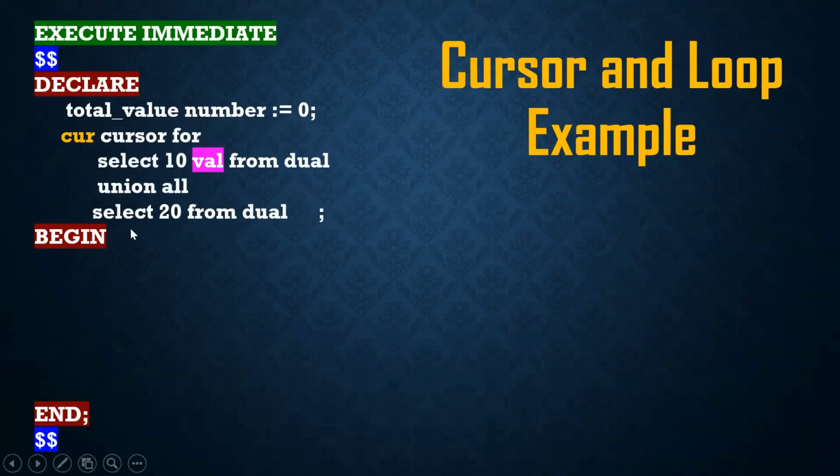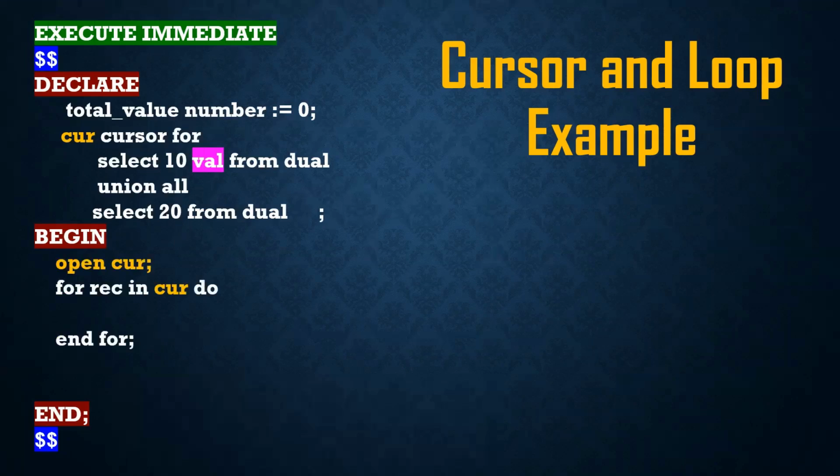Now we're trying to select 10 and 20 values, so the cursor will have the values 10 and 20. The next step is to open the cursor, and then for loop over the cursor, with the syntax open cursor name for REC like this. Now close the cursor. The first step is the declaration of the cursor, then open the cursor. In this cursor, we have 10 and 20.